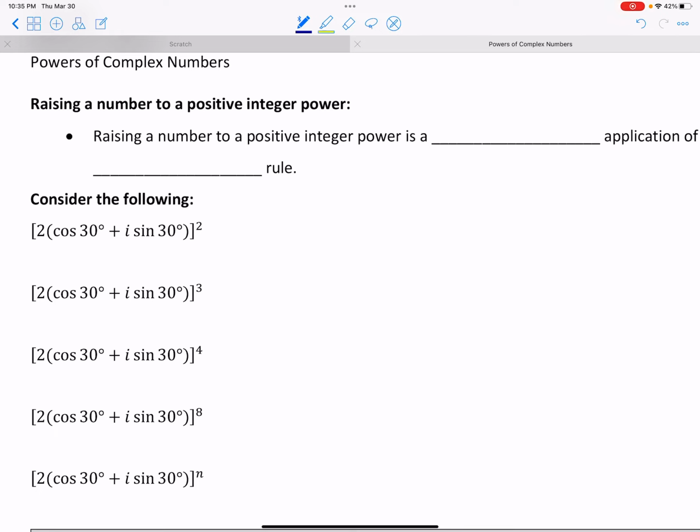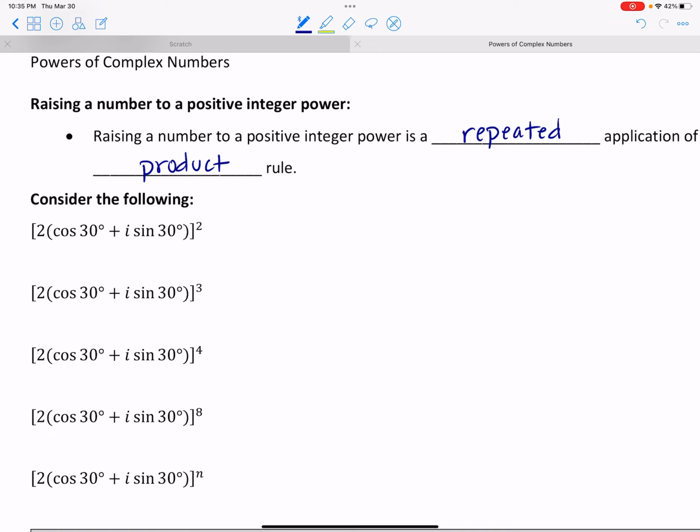Now, just like raising any number to a power, what we're doing is repeated multiplication. So raising a number to a positive integer power is what we're going to focus on here. A positive integer power, again, is a repeated multiplication process, or a repeated application of our product rule. And we talked about that one in terms of our polar numbers in our previous topic. So we're going to be using the product rule multiple times here, and we're going to start by taking an example and squaring it. So we're going to do a little investigation here.